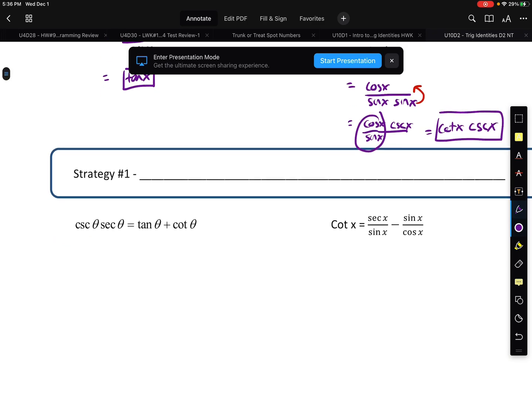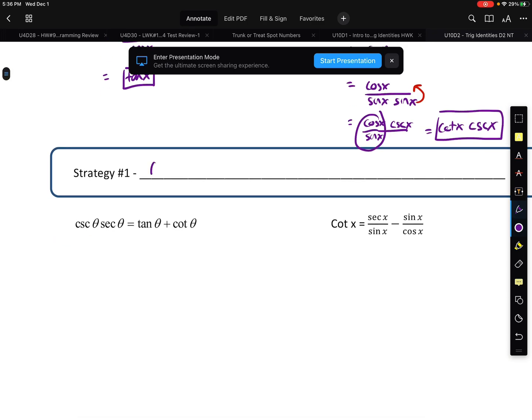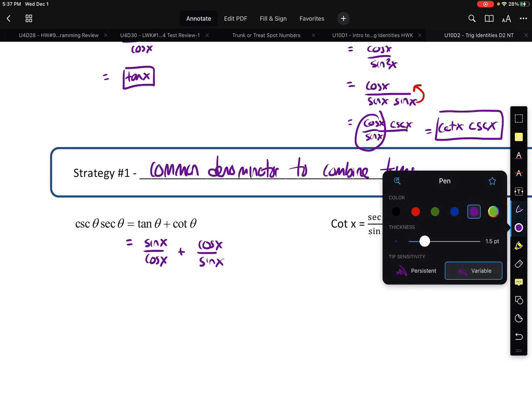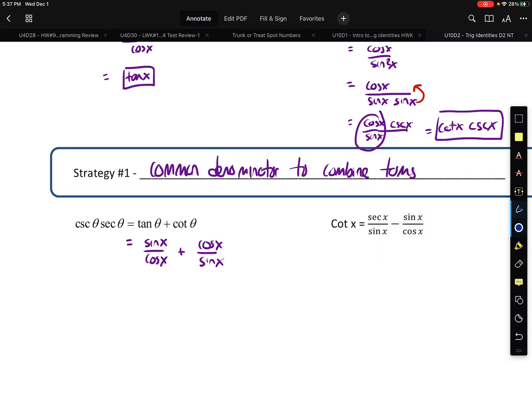All right, so again, new rules. We need new rules. Common denominator to combine terms. So we need a common denominator to combine our terms. So if I start this problem off, tan is sine x over cos x. Cotan is cos x over sine x. So at the moment, we really don't have much going on.